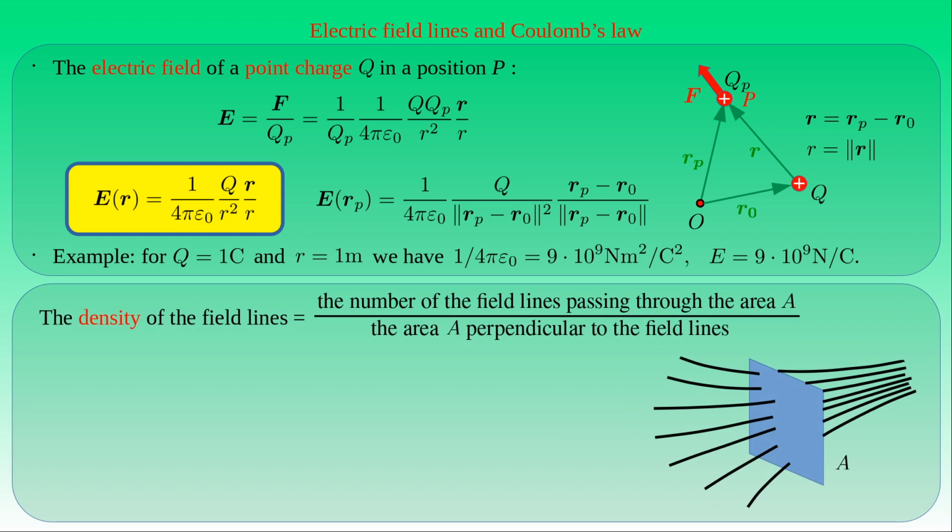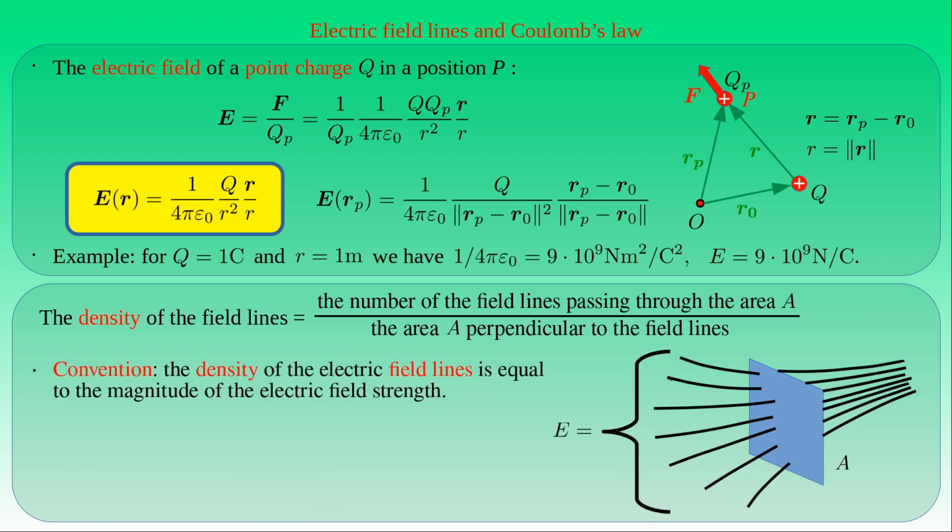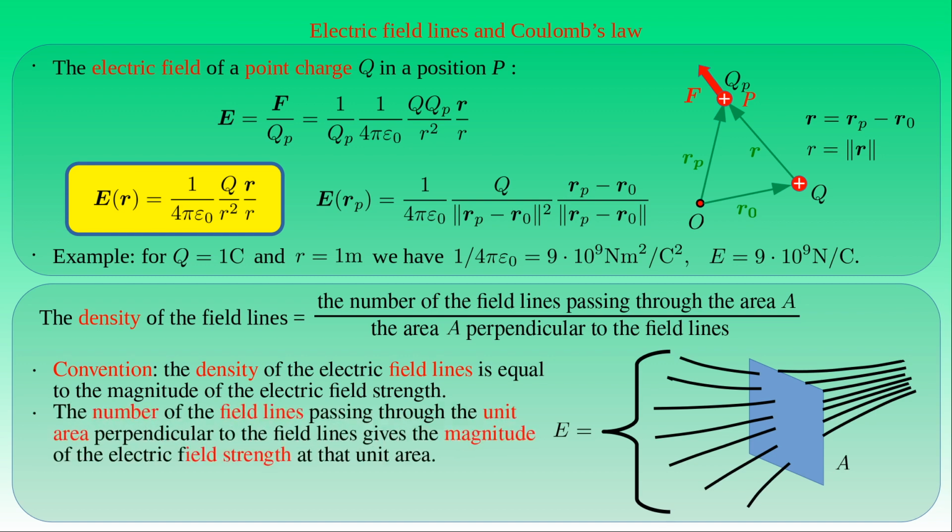Now we accept the following convention. We draw the field lines in each point of the space such that the density of the electric field lines in a point gives the magnitude of the electric field strength E in that point. That is, the number of the field lines passing through a unit area perpendicular to the field lines gives the magnitude of the electric field strength E at the unit area.